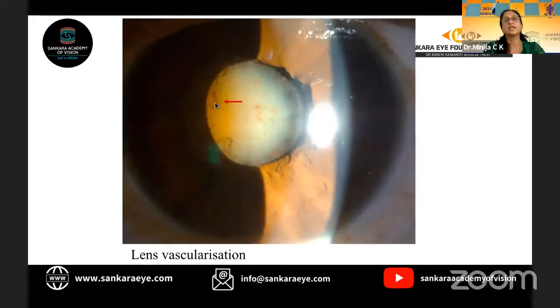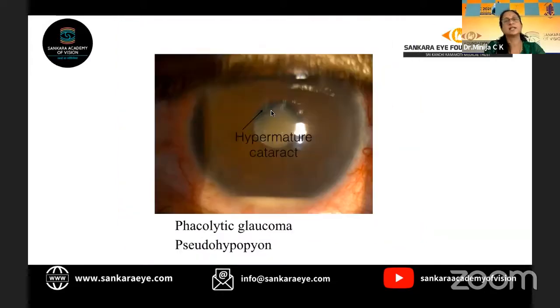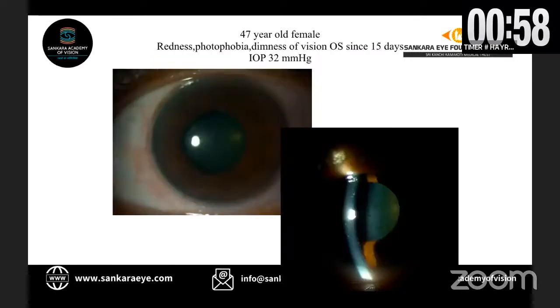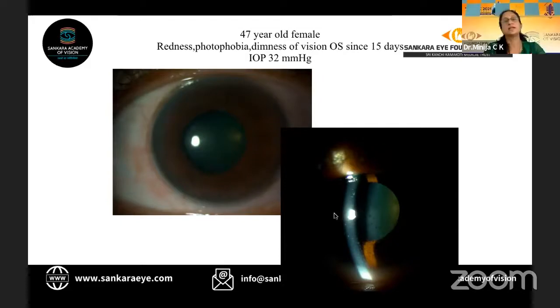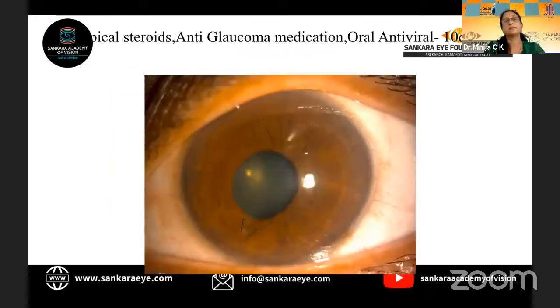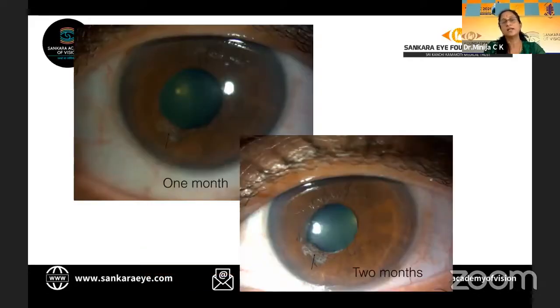And in chronic cases, you can have lens vascularization with a complicated cataract. The important thing is you should always differentiate it from phacolytic glaucoma, other infective or any other etiology. Look at the cataract. You can see a hypermature Morgagnian cataract, so you're dealing with a phacolytic glaucoma. A 47-year-old female presented with redness, photophobia, increased corneal edema with increase in pressure and pigmented KPs. You can see the iris changes taking place here, which is suggestive of a viral keratitis.